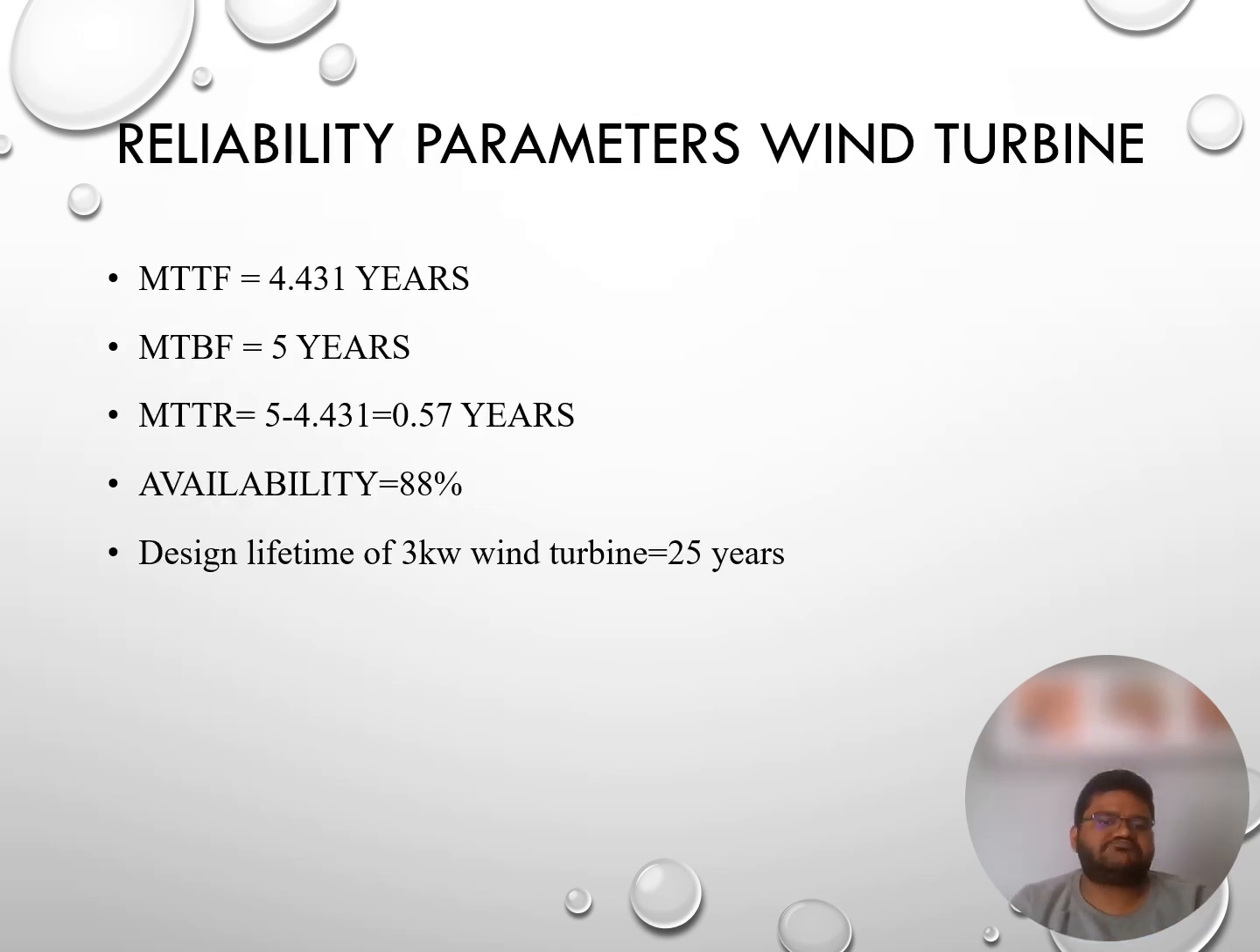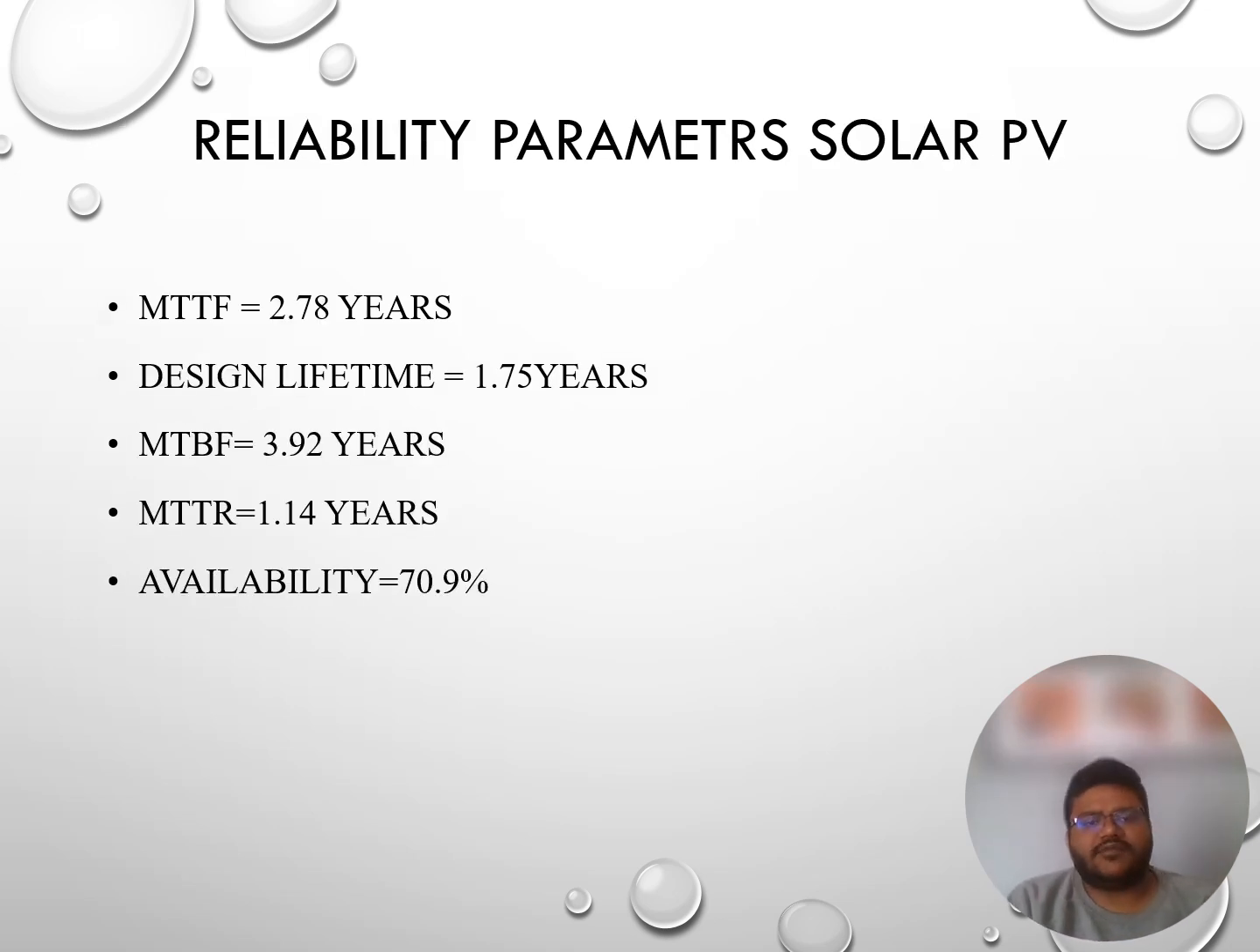We can see that our wind turbine's mean time to failure is around 4.431 years, and mean time between failure is 5 years. The mean time to repair, it takes half a year to repair the wind turbine approximately, and the availability is 88%, which is good. And the design lifetime is 25 years, which is more. The solar reliability parameters are less compared to wind in terms of mean time to failure, design lifetime, and mean time between failure. So in everything, the solar PV is less compared to wind.